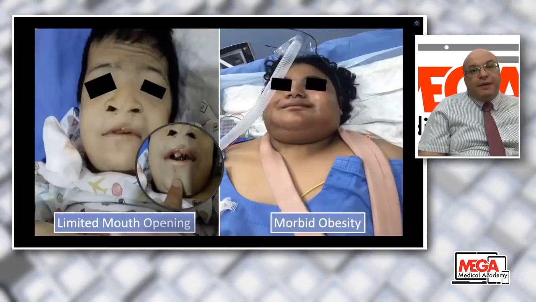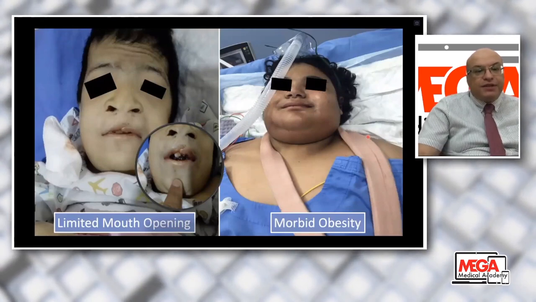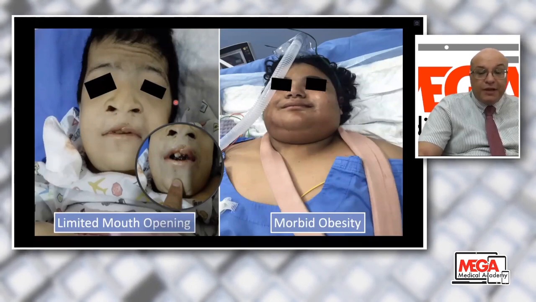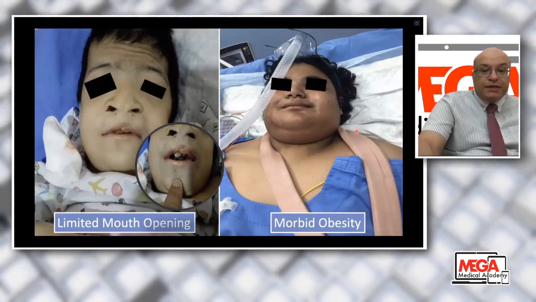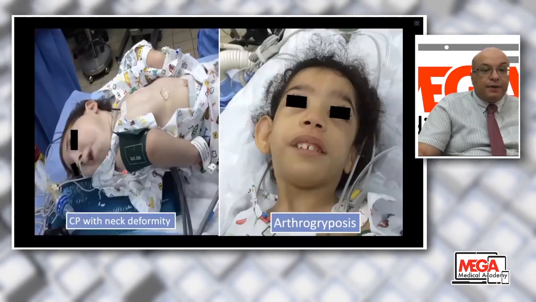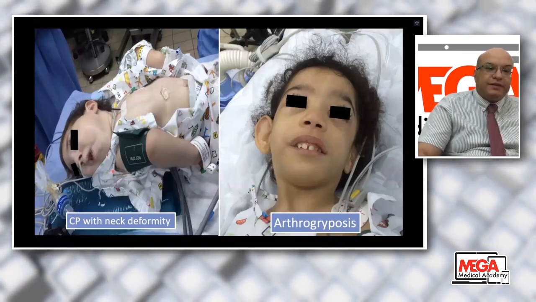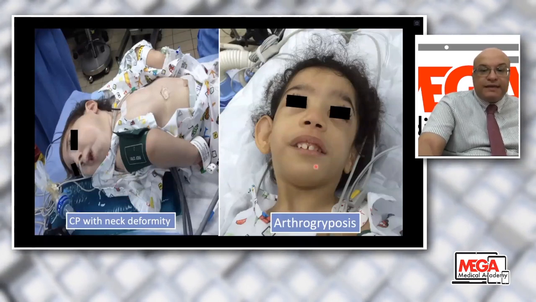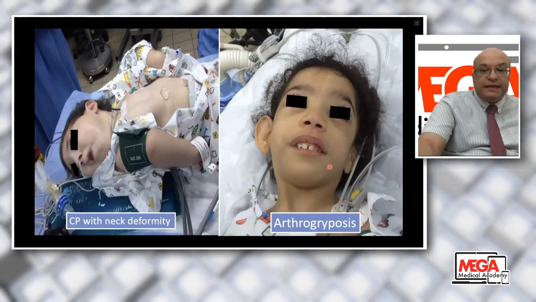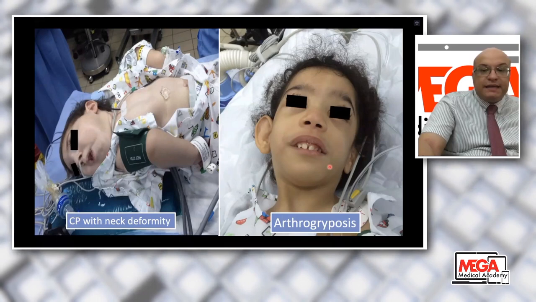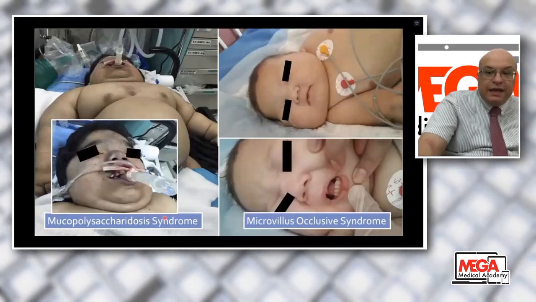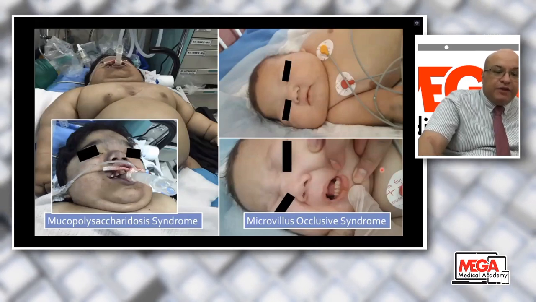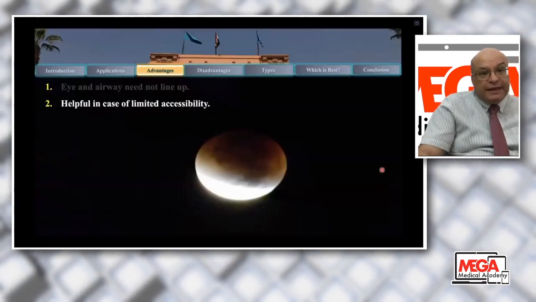The problem of alignment of the three axes arises if you have a patient with limited mouth opening, like this patient with congenital malformations, pediatric patients with morbid obesity, cerebral palsy with neck deformity and fixed rotated head to the right side, a patient with arthrogryposis, or a patient with mucopolysaccharidosis syndrome, or a patient with microvillus inclusion syndrome. In all of them, video laryngoscope was successfully used.